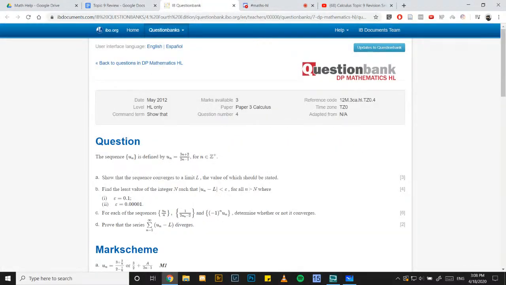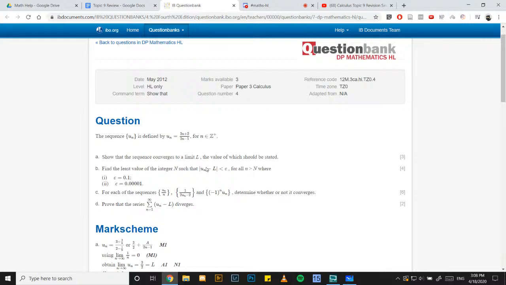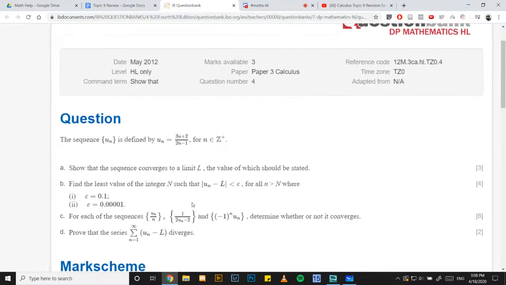Okay. Then there are a couple more sequences over here, which can also be shown to diverge.